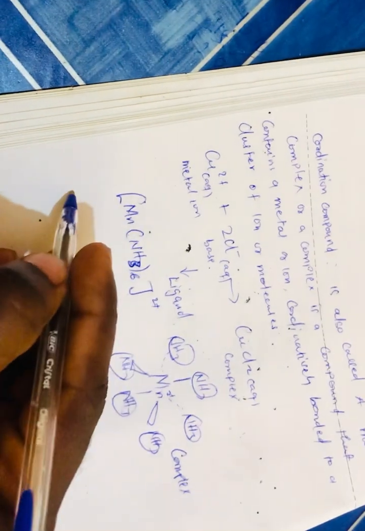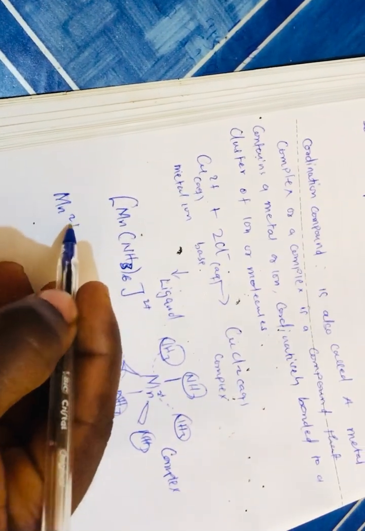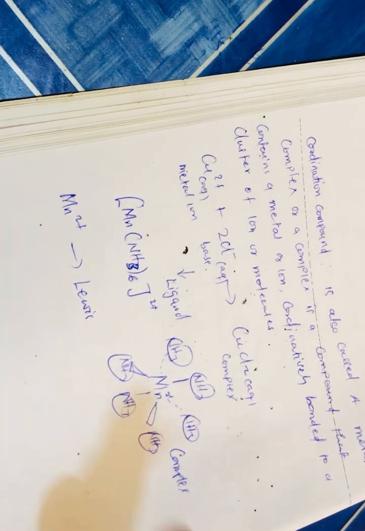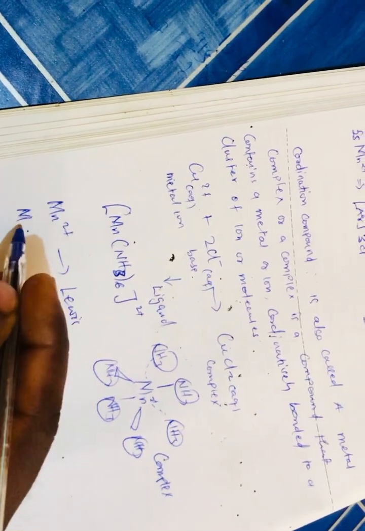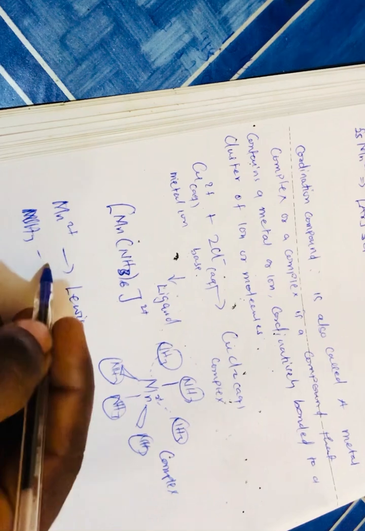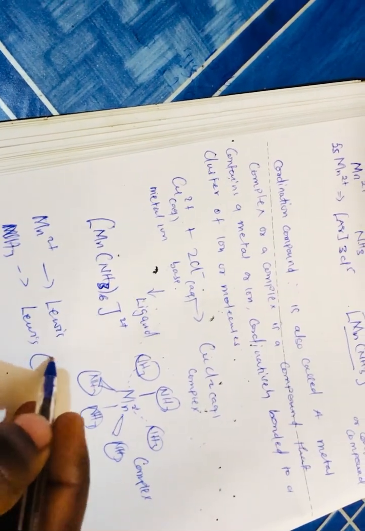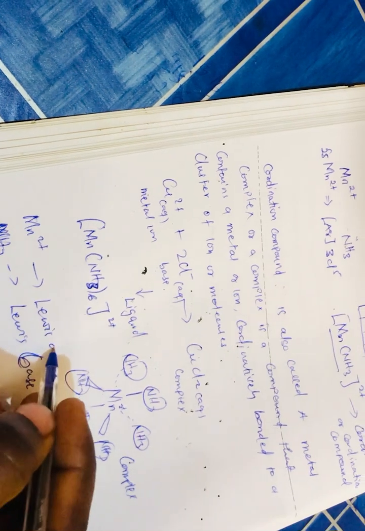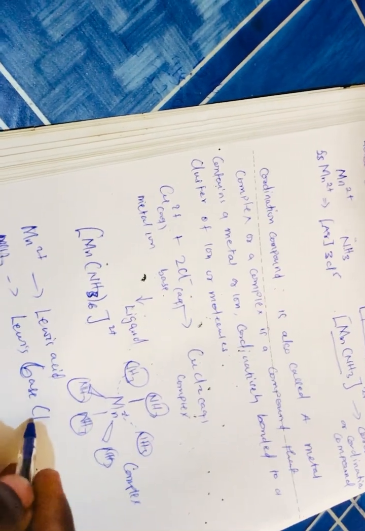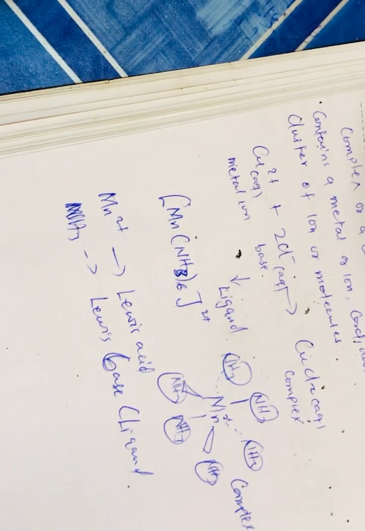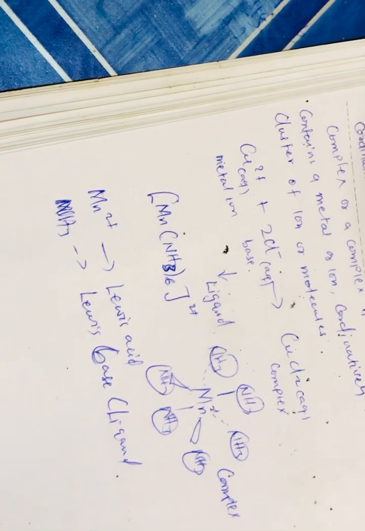So as I told you, the Mn2+ here, which accepts the pair of electrons, is the Lewis acid. It is the central metal or ion. And we have the NH3, which donates, and so becomes the Lewis base, or the ligand, that actually donates electrons to be bonded to the central metal ion.